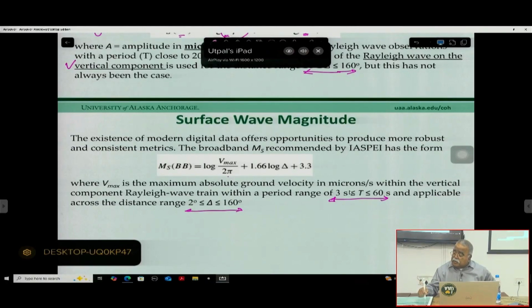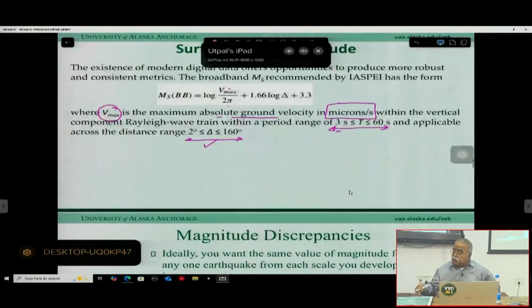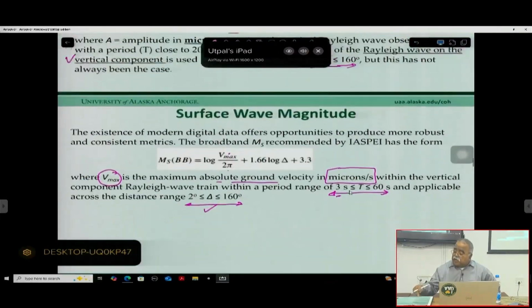But please remember, this is the velocity, and this is the maximum absolute down velocity, in microns per second. So this is microns per second type of values. This is directly the velocity recorded on a broadband seismometer that you can use with a period of 3 seconds to 60 seconds, and the maximum amplitude you can get in between, at any epicentral distance. So that's your broadband.